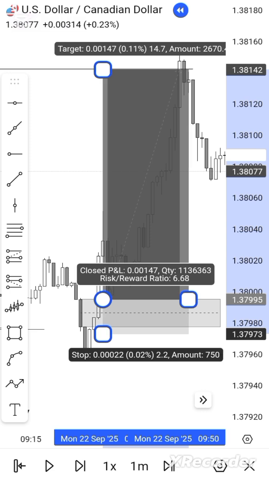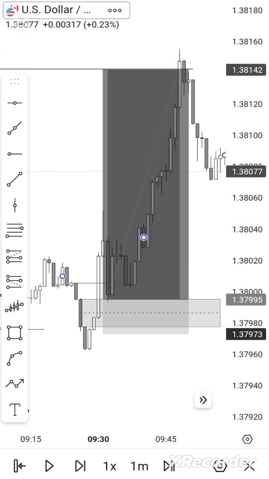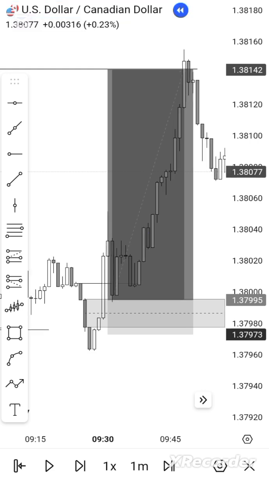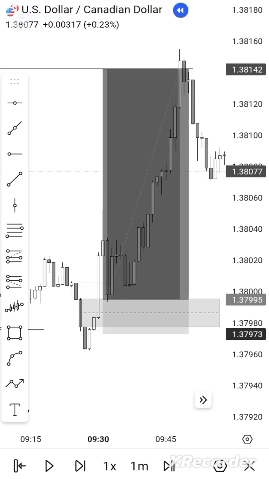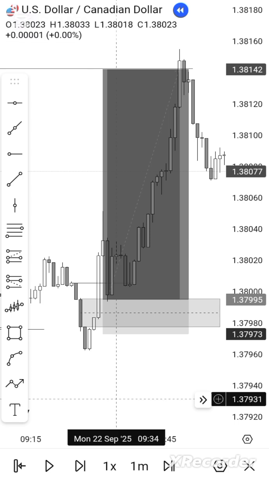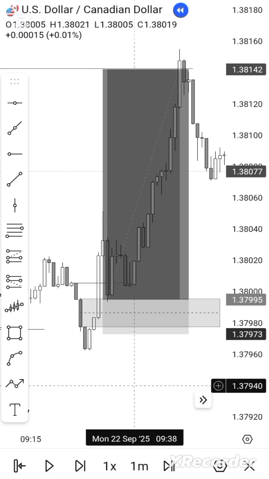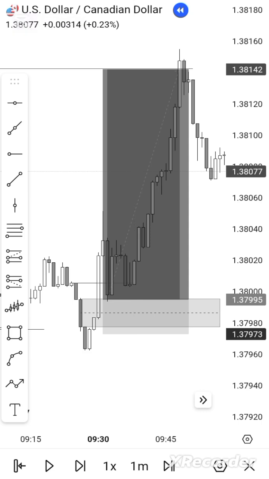So if you haven't watched the previous video, you can watch it so that you can have a good understanding of this concept. It's very, very simple. So you can just backtest it before trying it on your live account.